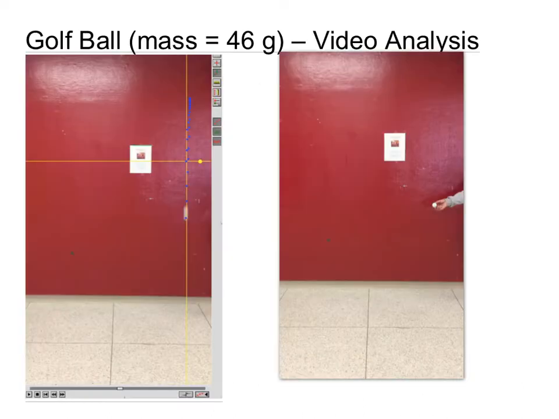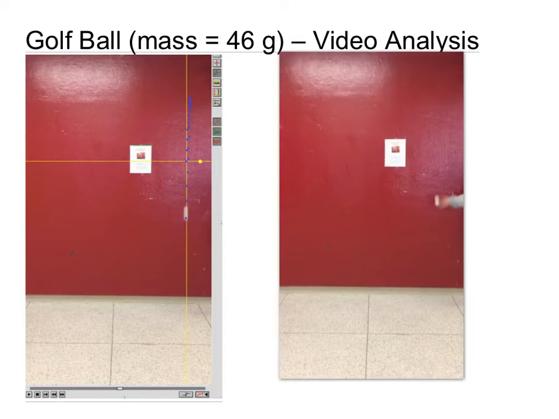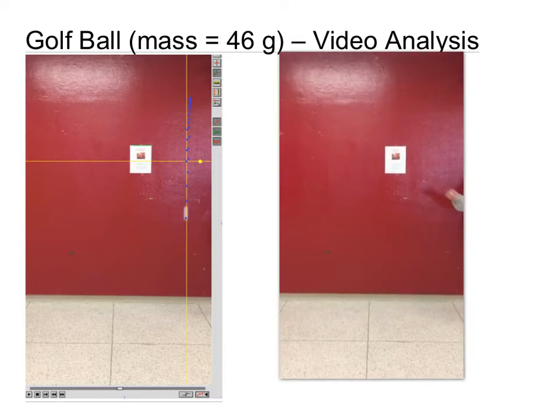Okay, so first up, we had a golf ball. I had a student help me with this video. We took it in the red hallway, and I've thrown the golf ball in the air. Looks like this. And what we did was we did the motion analysis on Logger Pro, and we tracked the object's motion using Logger Pro, and it produced two graphs, the position versus time graph and the velocity versus time graph.